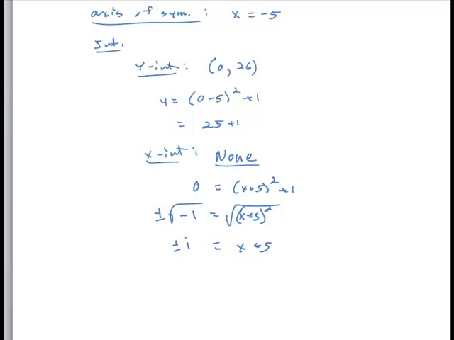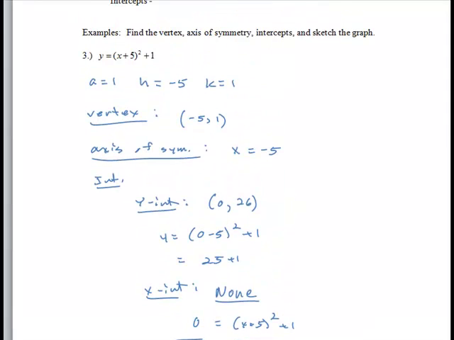Which makes sense if we would have begun plotting the points that we already had, beginning with the vertex at the point (-5, 1). And since the y-intercept is going to be way up here at (0, 26), in other words, it's higher than the vertex. Therefore, the vertex must be the lowest point on the graph. In other words, it opens up, which means it would never touch or cross the x-axis.